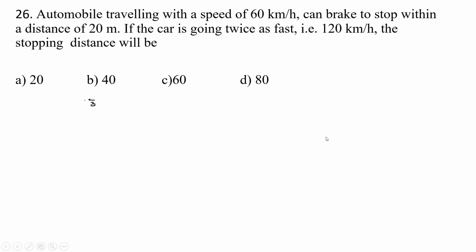Next question. An automobile traveling with a speed of 60 km per hour can brake to stop within a distance of 20 meter. If the car is going twice as fast, that is 120 km per hour, the stopping distance will be, see here, an automobile is traveling with a speed of 60 km per hour. It can brake to stop, means the final velocity is 0. The speed is given, the final velocity is 0. It covers a distance of 20 meter. Then next, the same car when it is moving with twice the speed.